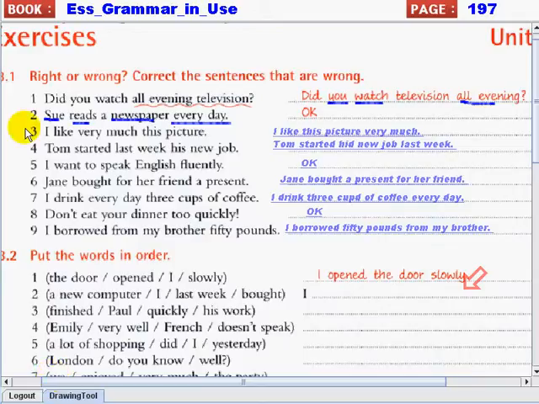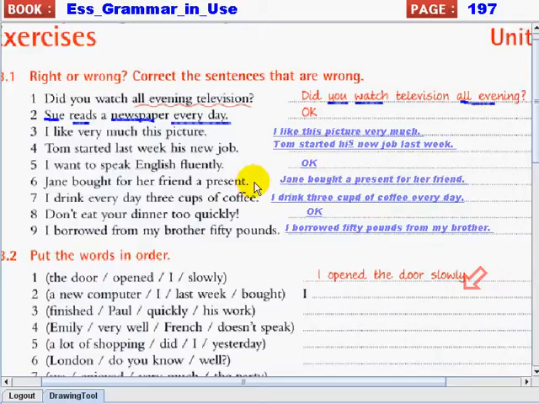Alright, well, I think you're excited to check your answers now. Let's see if you got your answers correctly. Number 3. I like very much this picture. Of course, this is very wrong. Alright, it should be, I like this picture very much. Next one. Tom started last week his new job. This is also wrong. It should be, Tom started his new job last week. And number 5. I want to speak English fluently, which is very much correct.